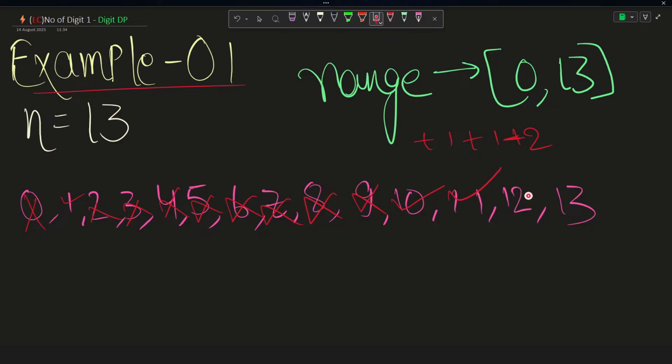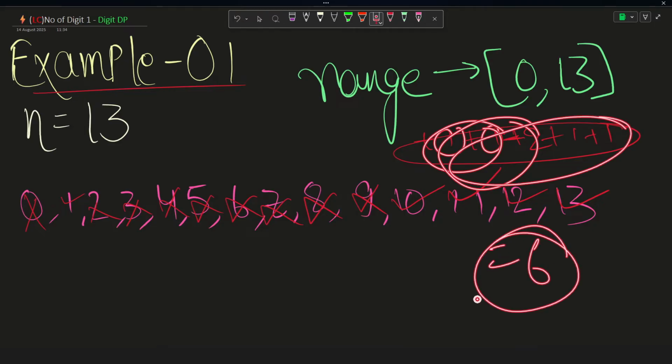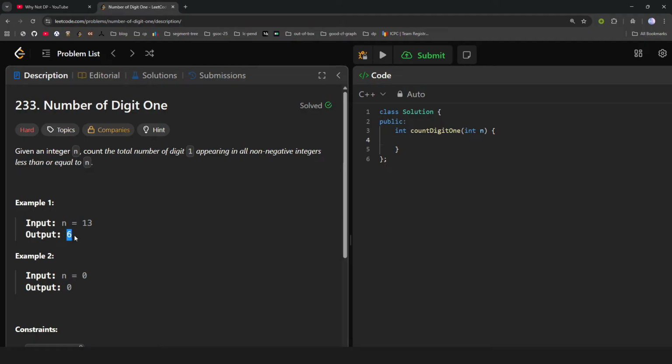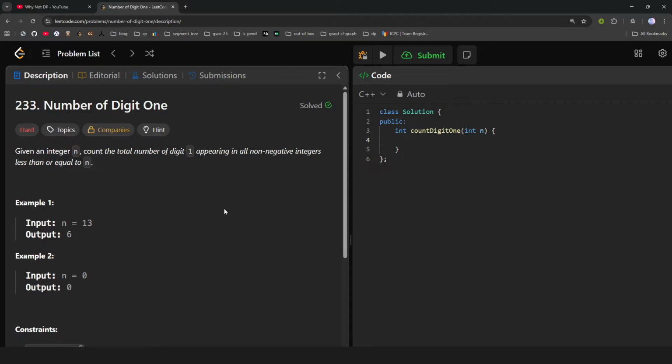So after moving forward we will reach 12 and then 13, for both of which there is only one digit of value 1, so that's why +1 for each one of them, and in this way they will also contribute to our answer. So if you sum up this value, then what is it equal to? 1 plus 1 is 2, 2 plus 2 is 4, 4 plus 2 is 6, right? So the total value it should return is 6, and that's why the expected output is also 6 here, as you can see.